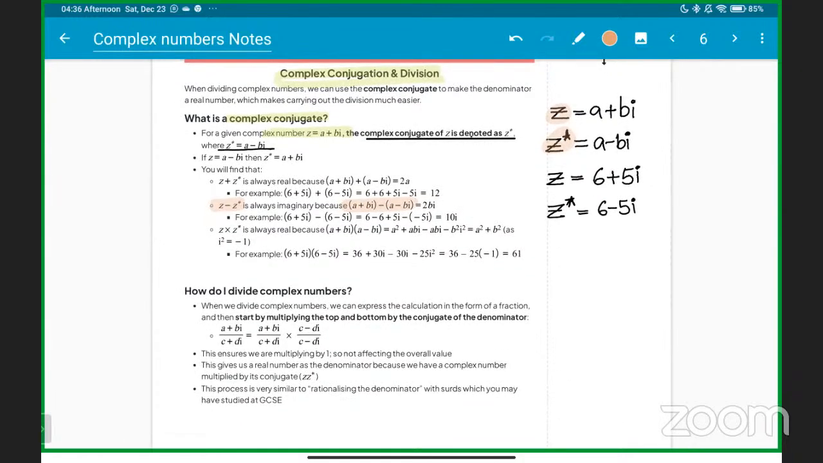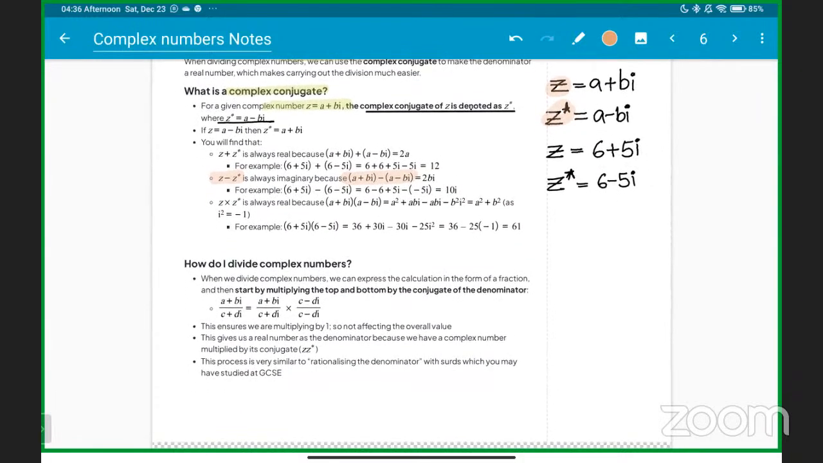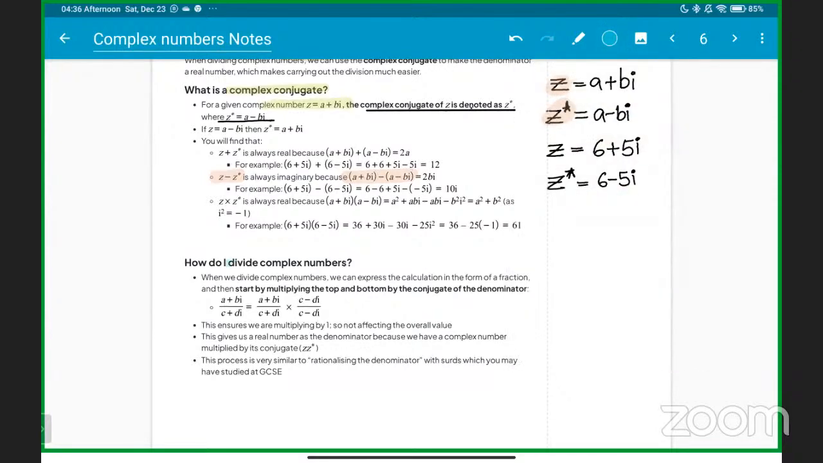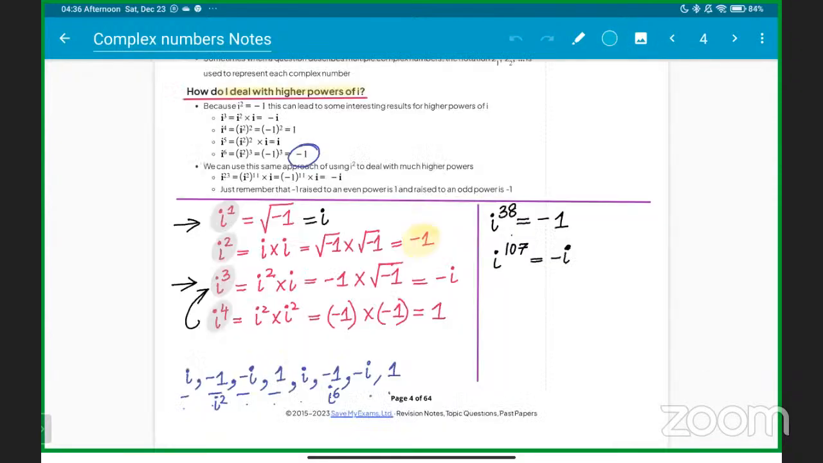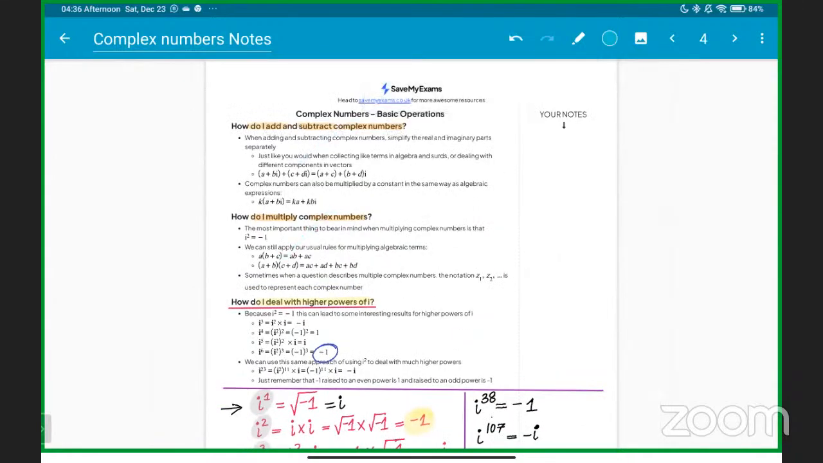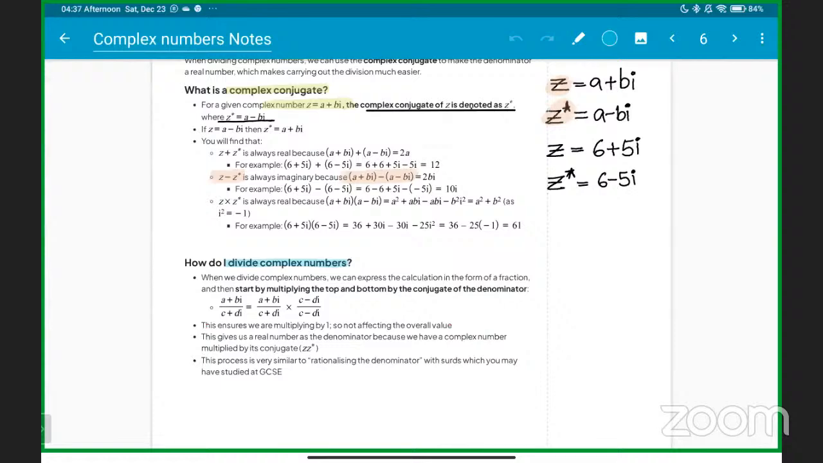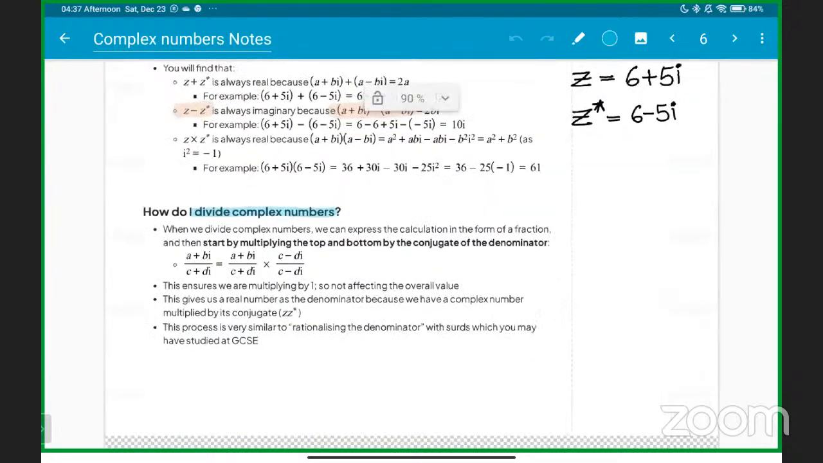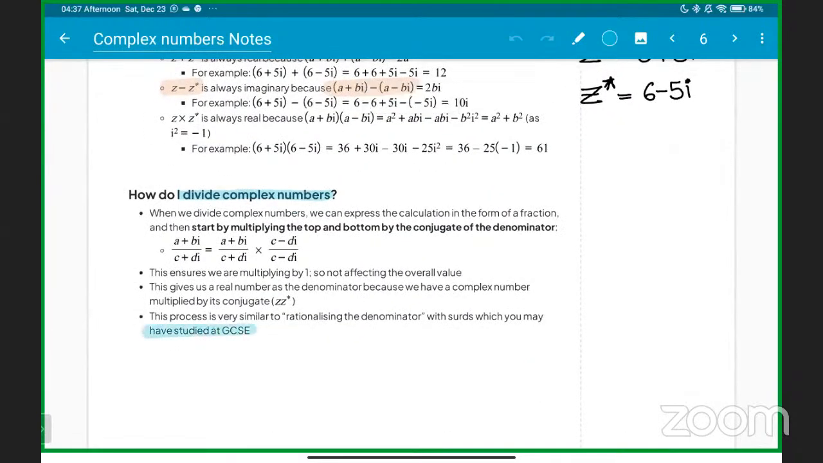Now, the important thing is, up till now we have only discussed addition, subtraction, and multiplication, right? What about division? Division was separate because it is basically the process that you have studied in GCSE. It is to rationalize the denominator.